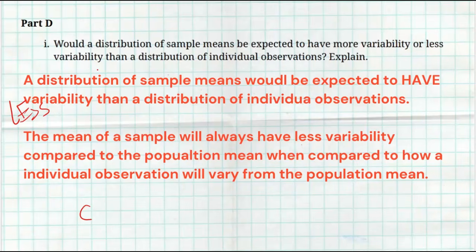Now, the biggest reason why is, remember, the standard deviation for a sampling distribution takes the standard deviation of your population and divides it by the square root of your sample size. So if you have a bigger sample, you're going to vary less. So the mean of a sample will always have less variability compared to the population mean than an individual observation will vary from the population mean. Samples vary less. Pretty simple point there.